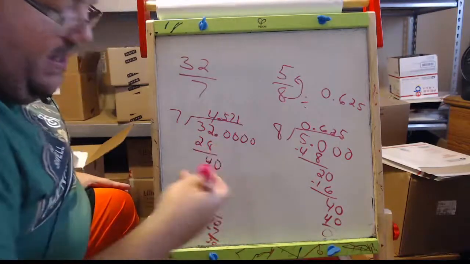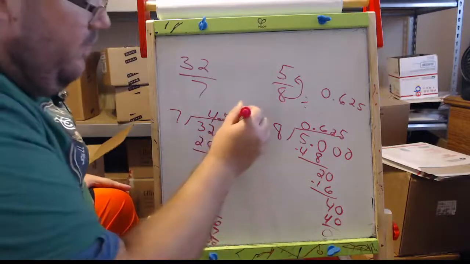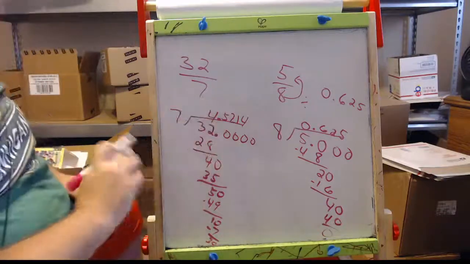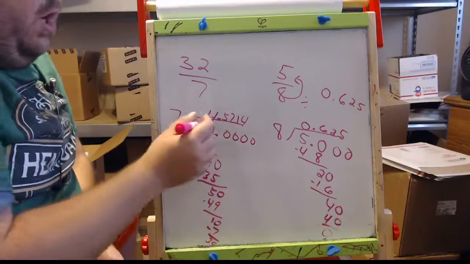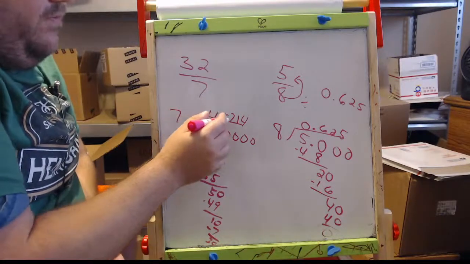And you can see it could get kind of tedious after a while. 4 there, and we can keep going on and on, depending on where they wanted you to stop. So our answer here as a decimal would be 4.5714.